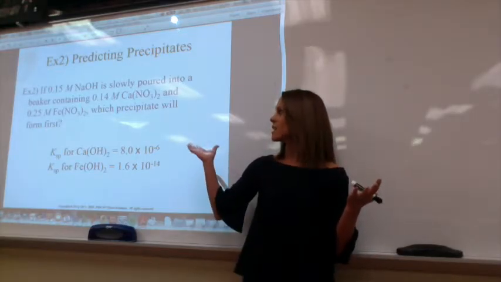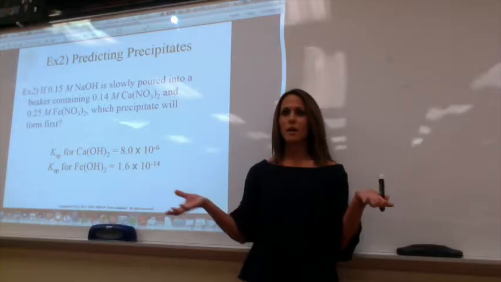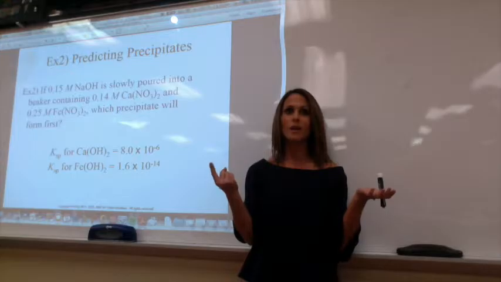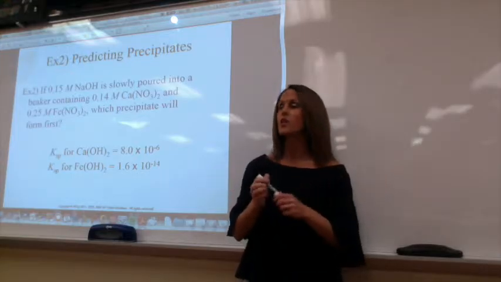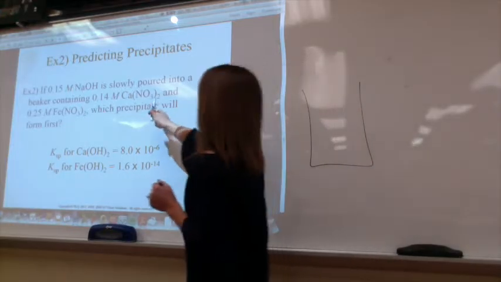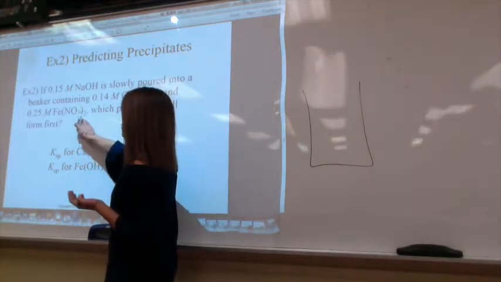So in this scenario, I have two different types of ions. I'm going to pour another ion in, and one of them is going to precipitate first because one of them has a different KSP value, right? So this is my beaker. Inside my beaker, I have floating around calcium nitrate and iron 2 nitrate.